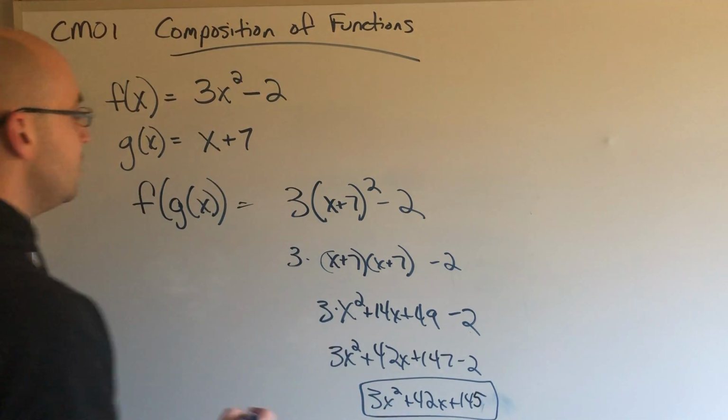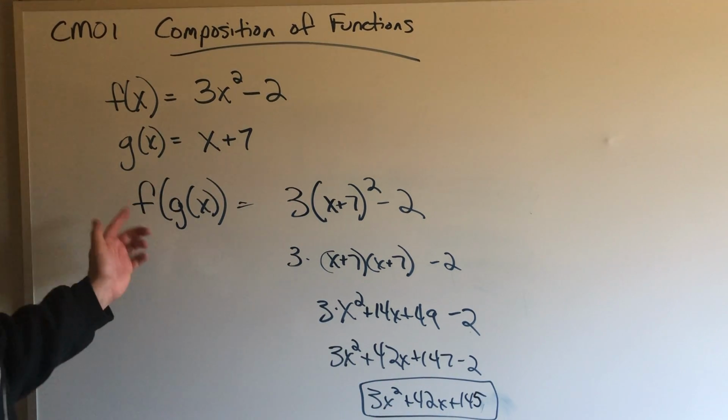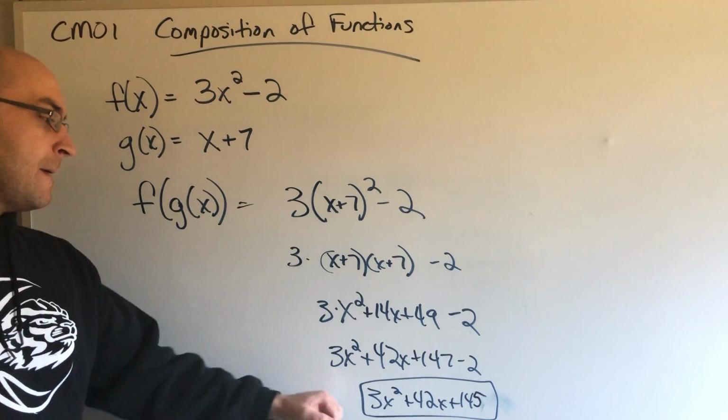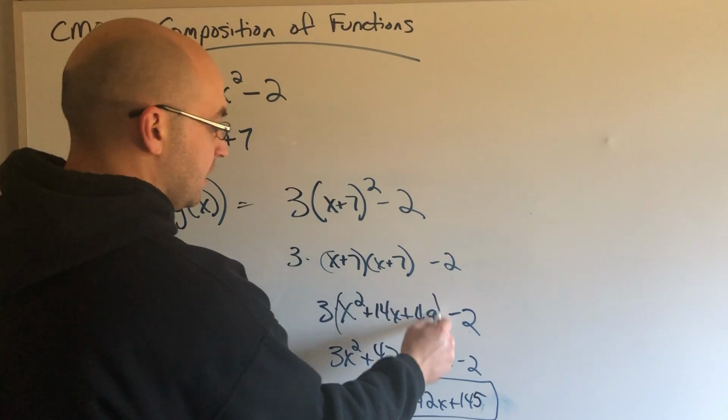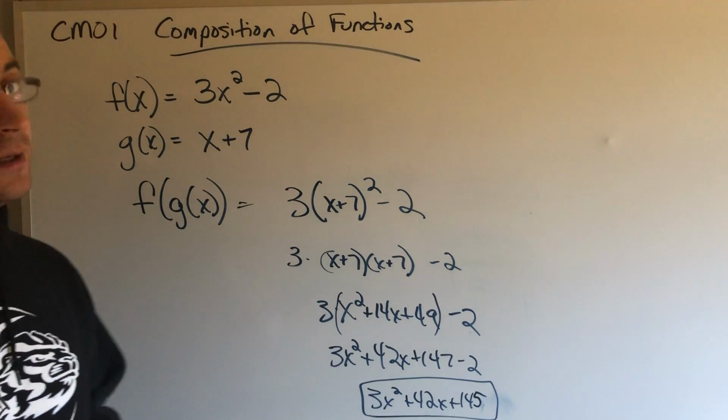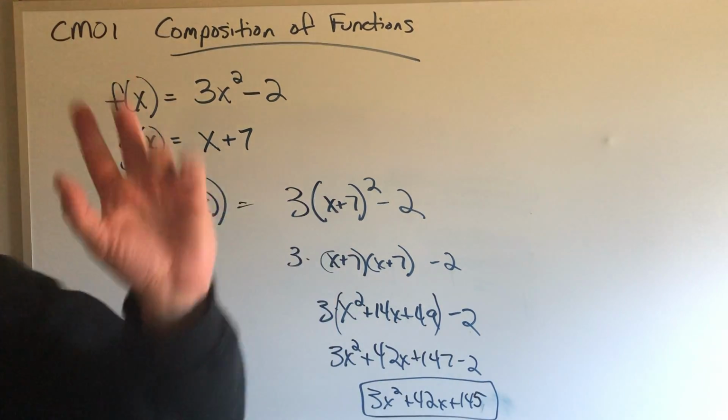Final answer. My new function, which is the f function's value at the g of x function, is 3x squared plus 42x plus 145. This here is like the distributive property, okay? Hopefully you understood that. We'll practice that more this week.